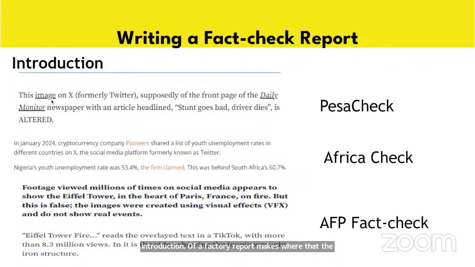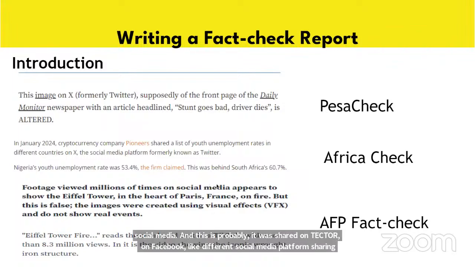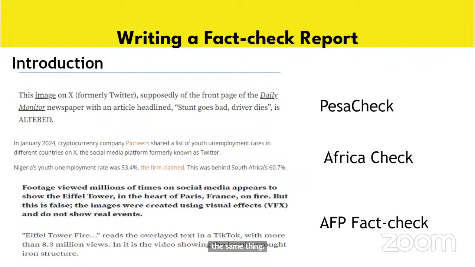The platform where the claim was shared. You see, here it is on X, formerly Twitter. Here is again on X, formerly Twitter, and here is on social media. This is probably shared on TikTok, on Facebook, different social media platforms sharing the same thing. So you can put where the thing was shared. So this is how you write the introduction of a fact check report.